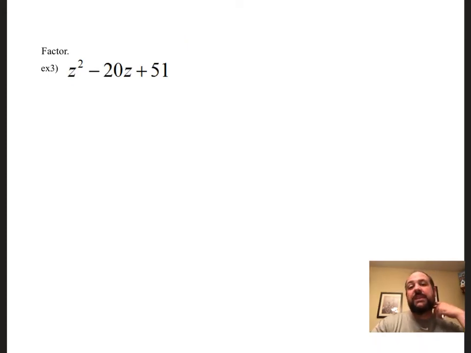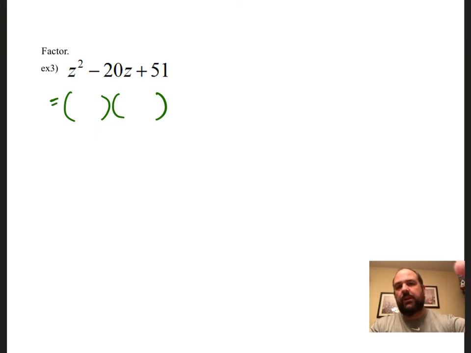All right, so here's our third example. We have z squared minus 20z plus 51. And again, we're going to go through the process the same way. We're going to set up our binomials here. And remember those 4 keys to reverse FOIL. First key is we want to force the first multiplication. So we're going to force this first multiplication to give us z squared, which means I'm going to split it up into z times z.